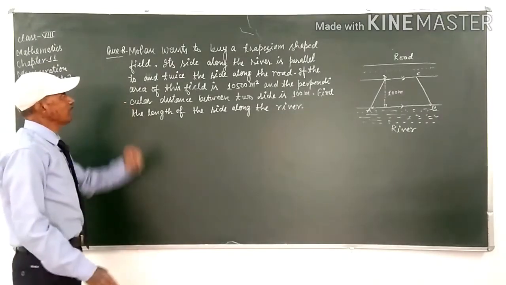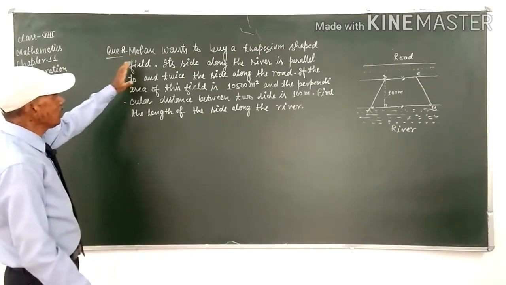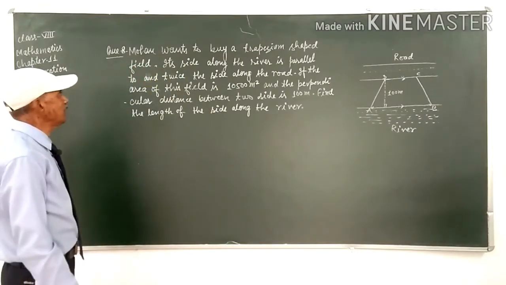Student, this is question number 8, and in this question Mohan wants to buy a trapezium shaped field.